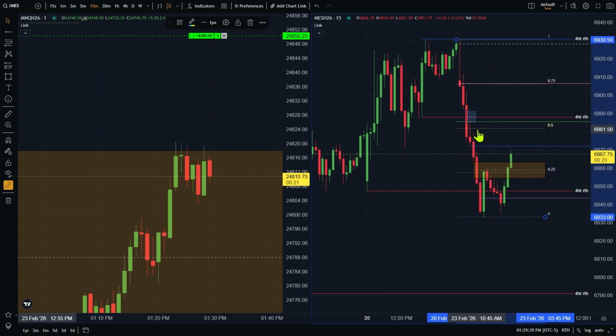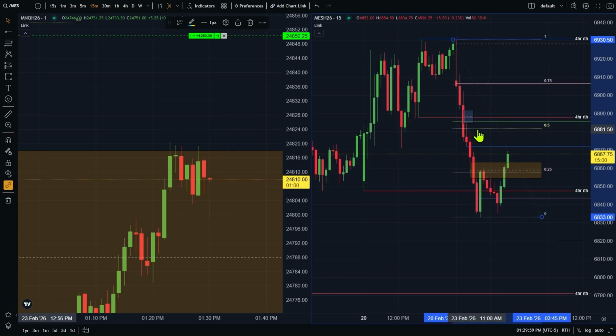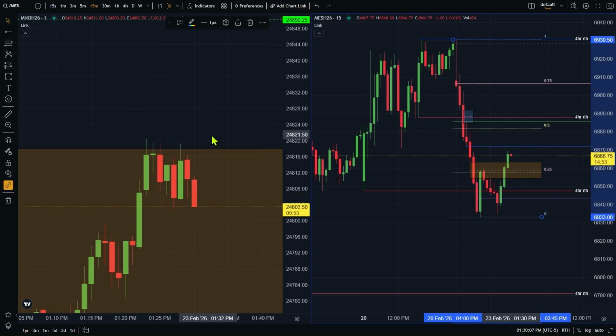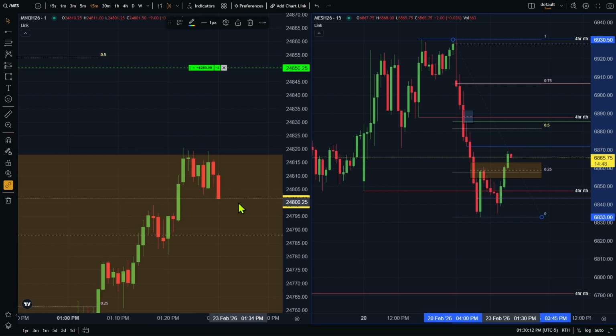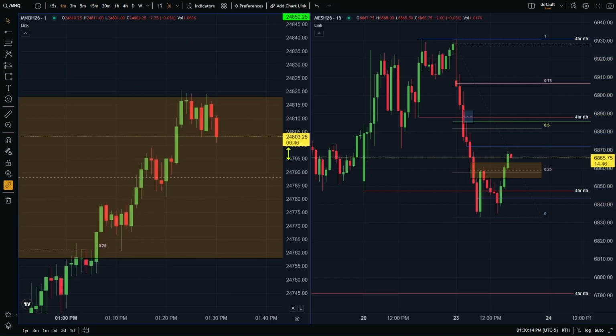Now, 6680 is a psych level for NQ. I mean, for ES. See how that one's coming back down? I don't like that. I don't like that at all. As long as we don't make a new low. We didn't even take those highs on that push up. So yeah, I'm not liking that. And see, now we're below the 803. So it's going to go back down to 80 at least.